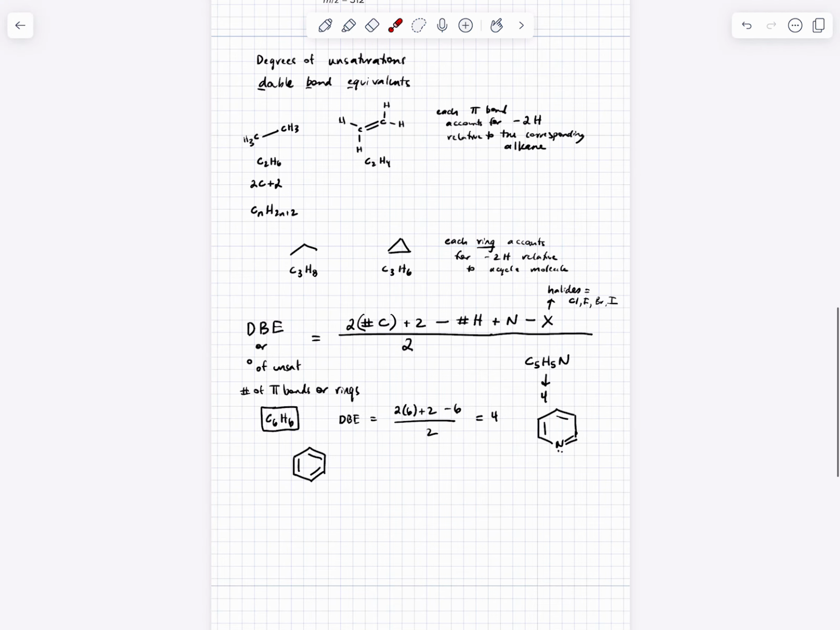Okay, are there questions about doing that? At this point, it maybe doesn't seem like it would be that useful, but once you start solving the structures of unknown molecules, it really helps you narrow down the possibilities when you know how many pi bonds or rings the molecule could have. Okay. Anything else we need to say about that?